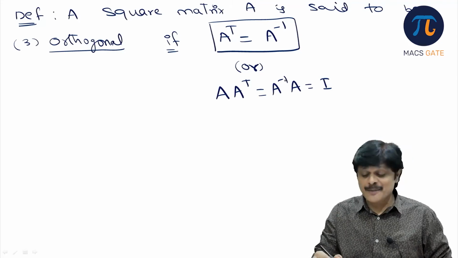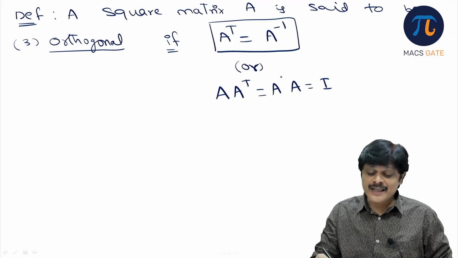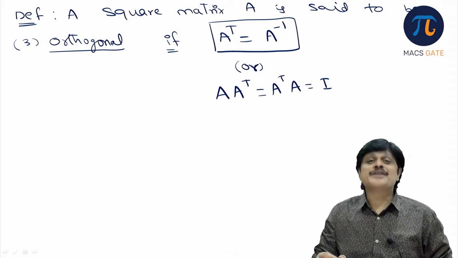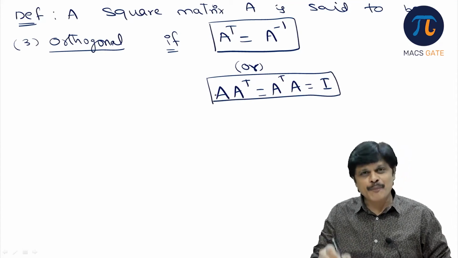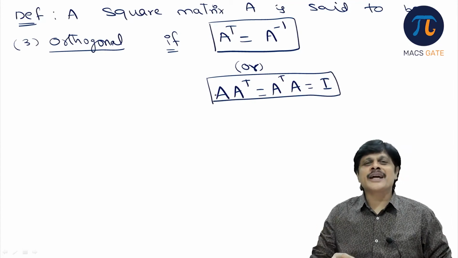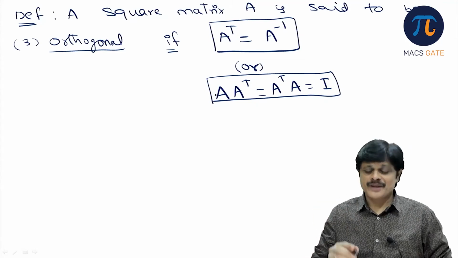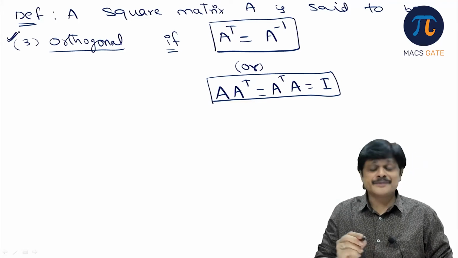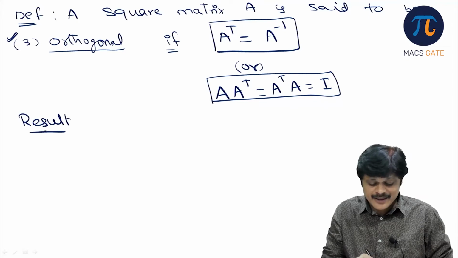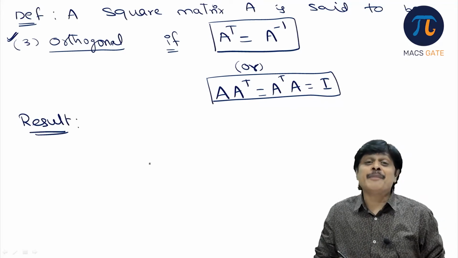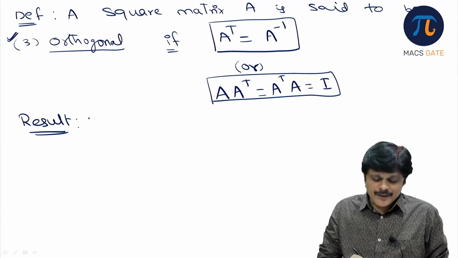In the GATE examination, they ask this question 2 to 3 times. They give an orthogonal matrix and ask you to find the inverse of the matrix. If you don't understand this basic property, you obviously waste your time finding A inverse by adjoint A by determinant. Beautiful definition. And we also have a beautiful result to verify whether a given matrix is orthogonal or not. Now let me tell you the result.